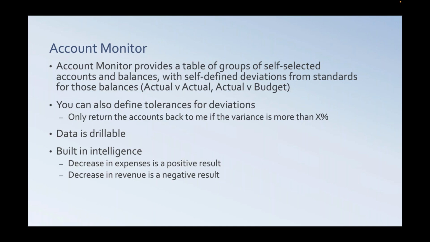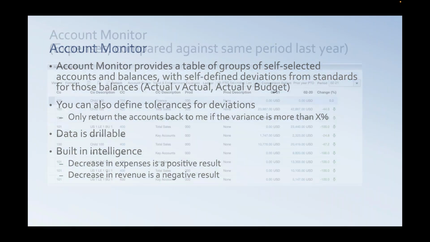I can have it in a single point of time. I can say, compare actuals against actuals, maybe this period against last period, this period against the same period last year. I can do actual against budget. I can look for tolerances. If it's within 2%, I could care less. If it's more than 2%, I really care about it. It also has built-in intelligence. So a decrease in expenses is a good thing. Decrease in revenue is a bad thing. We actually get that coming across as well.